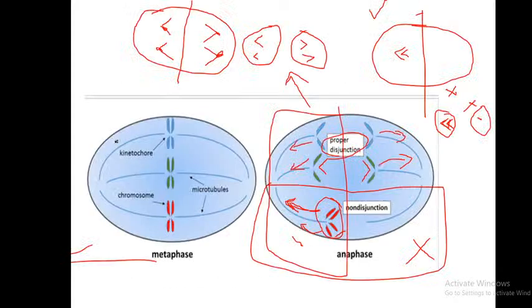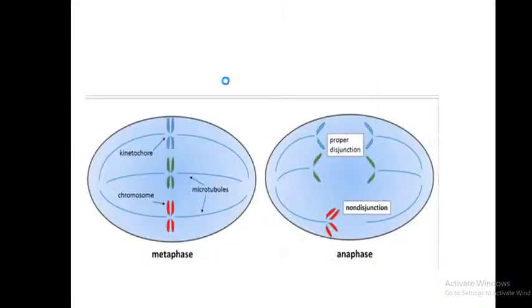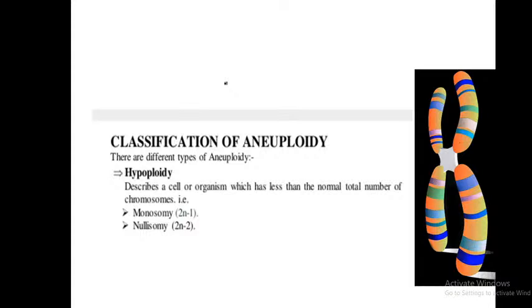Now, let's see, when a gamete containing an extra chromosome, like a gamete with 3n chromosome condition, is fertilized with a normal gamete, that may result in another condition, that is different types of.